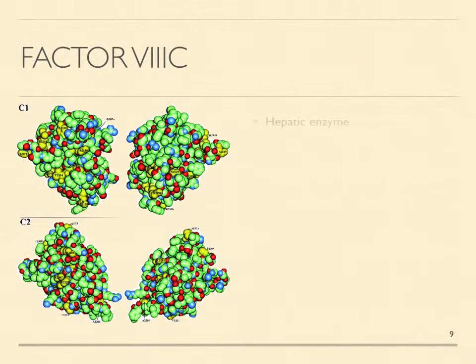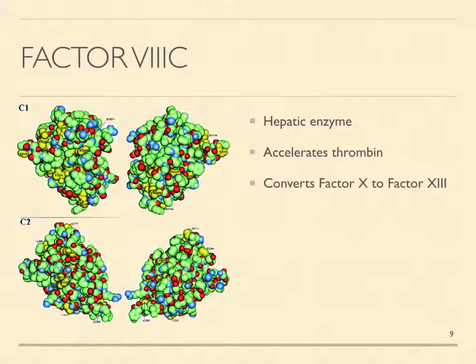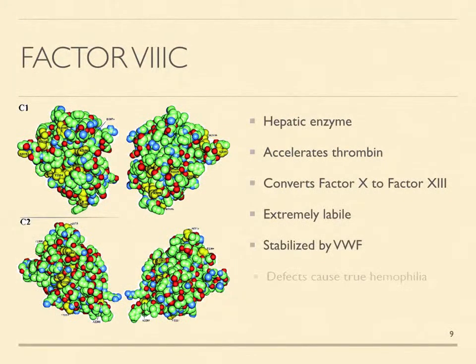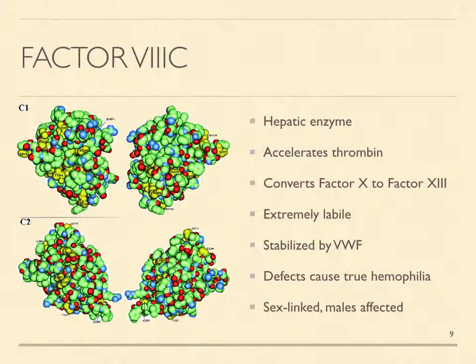The liver continuously produces factor 8C and releases it into flowing blood. 8C accelerates thrombin generation to convert factor 10 to factor 13. The 8C enzyme is extremely labile and it cannot exert its enzymatic effects unless it is stabilized by von Willebrand factor. Defects in the 8C enzyme cause true hemophilia, which is a severe sex-linked clotting diathesis that mostly afflicts males.